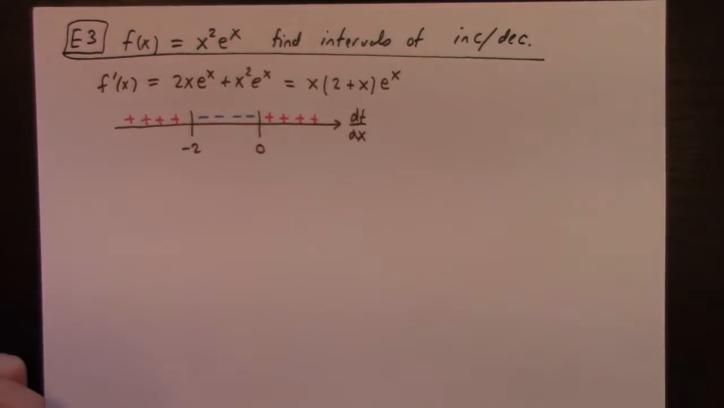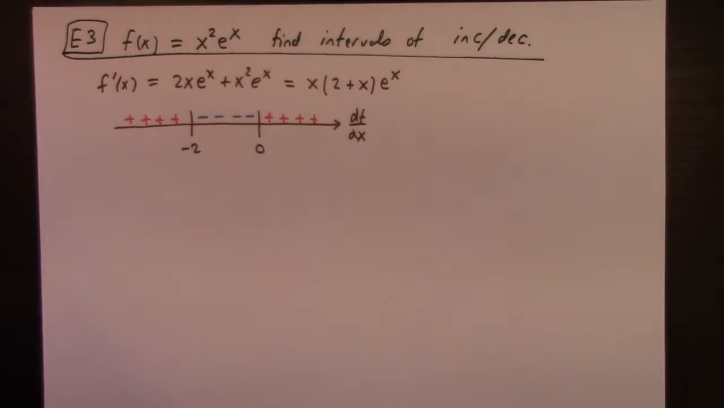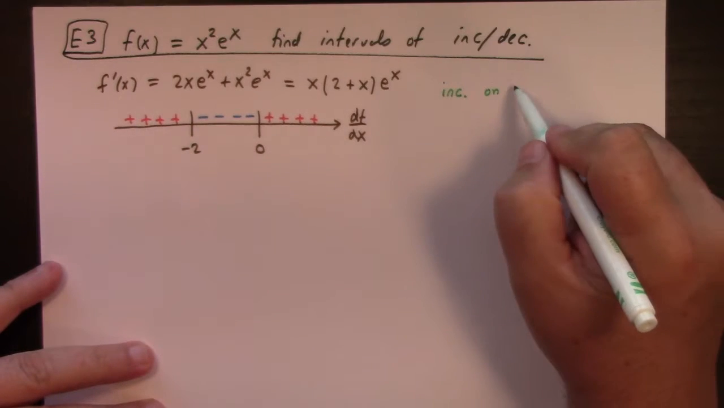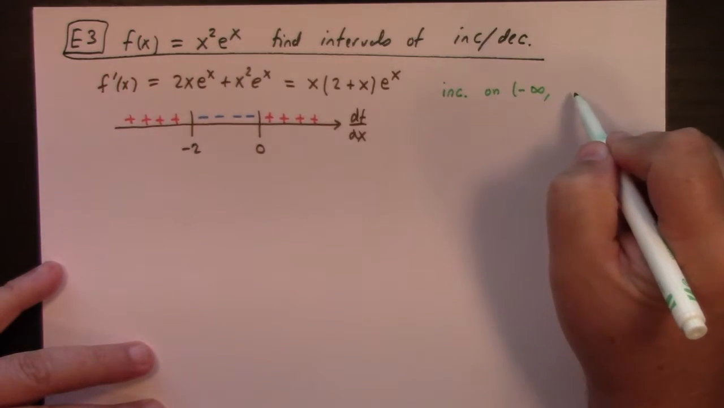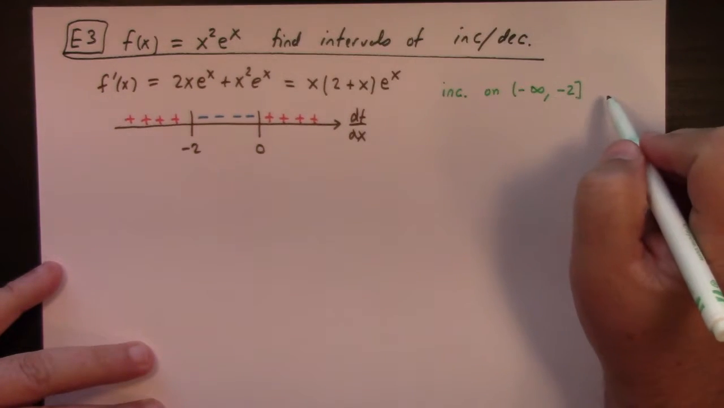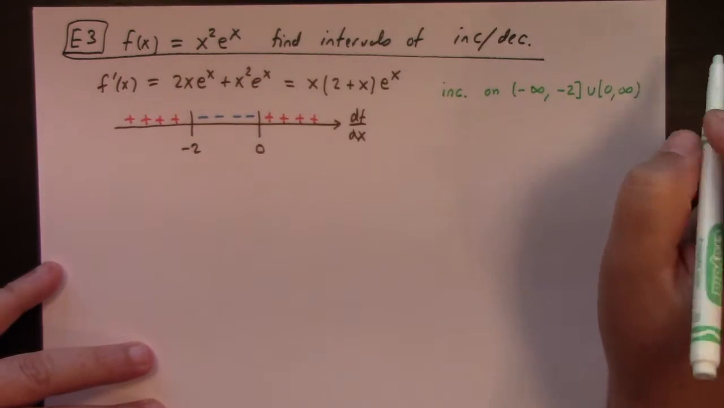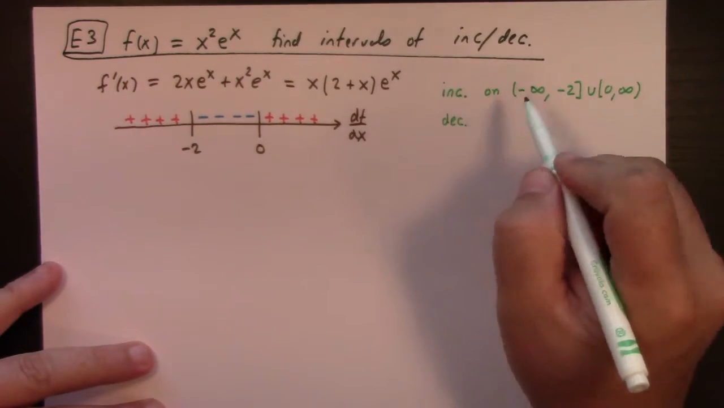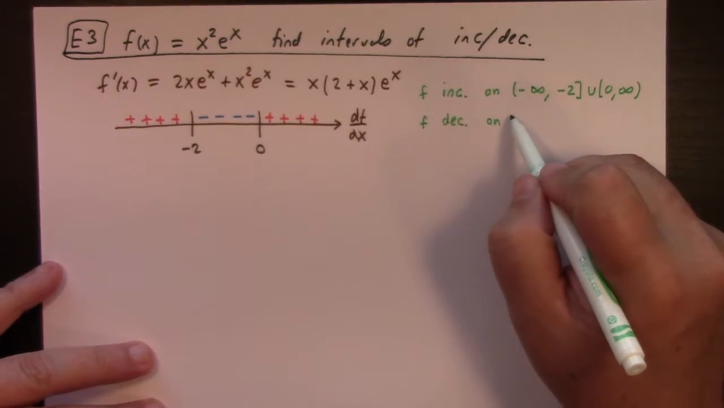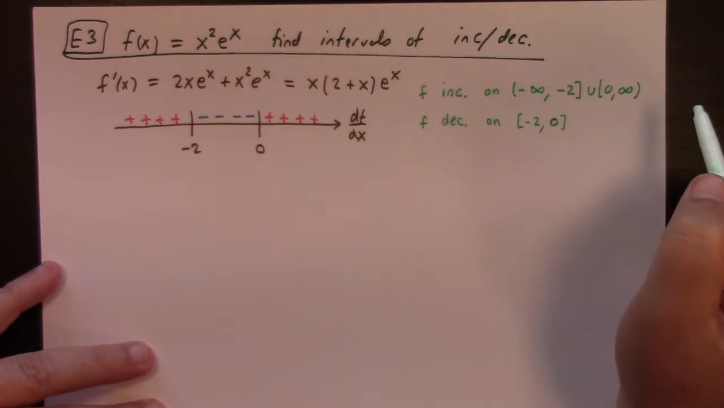So there it is, and then you can see right from that, what's the answer here? This is increasing. We have increasing on minus infinity to minus 2. You could include or exclude the 2, I don't much care. And union with 0 to infinity. And the function's decreasing. F is decreasing on minus 2 to 0. Again, if you want to write open interval there, I don't much care.